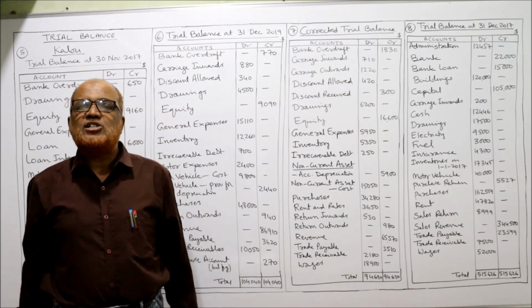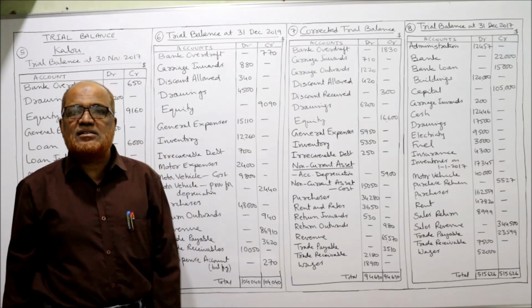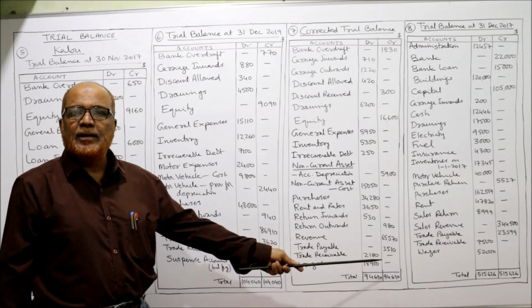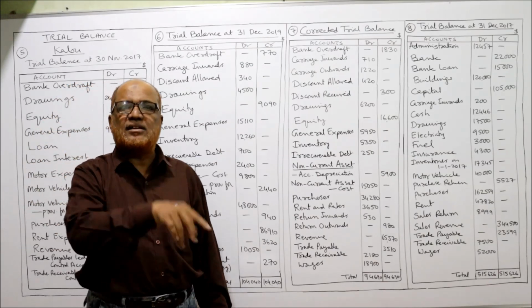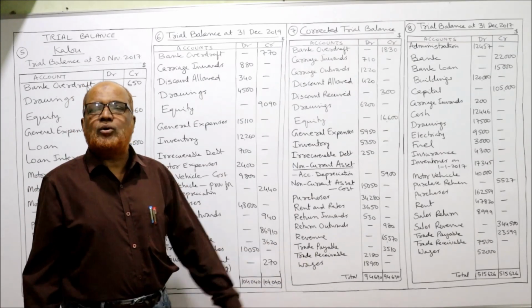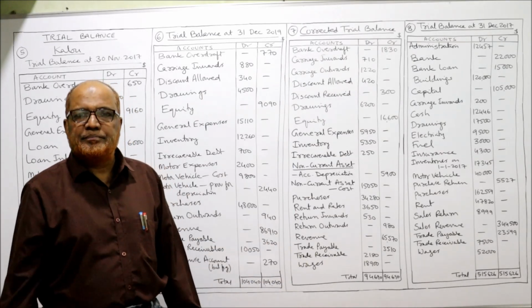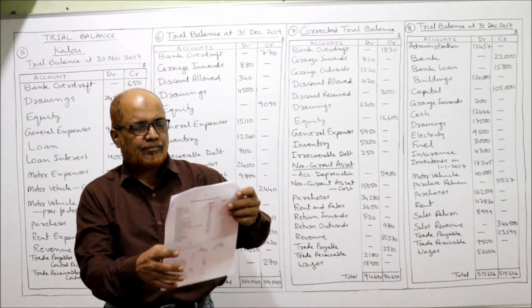No need of suspense account. Suspense account will arise whenever there is a difference in the two balances, debit total and credit total. If there is difference, then suspense account. Here there is no difference. The total of debit column and total of credit column are same. Tallied.